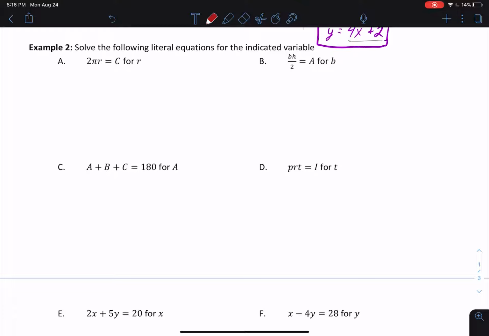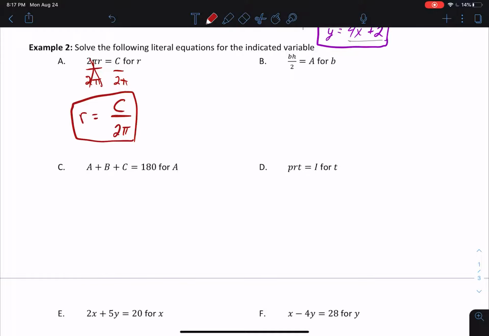Well, what are the 2 and the pi doing to the r? Since they're sandwiched close together and you don't see any operation symbols, you know that's multiplication. So how do I undo multiplication? I'm going to divide both sides by 2 pi. That's going to leave me with r on the left-hand side, and on the right-hand side, I'm going to get c divided by 2 pi.